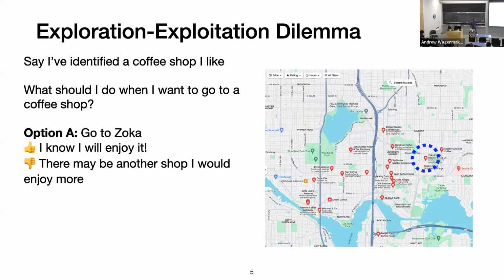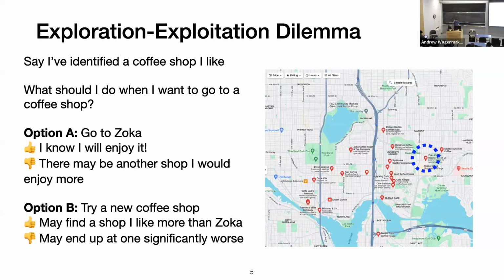But the downside is that there could actually be another shop out there that I haven't been to, which I actually would like more than Zoka. So any given time I want to go to a coffee shop, I have this choice whether to go to Zoka or to try something else. Now, if I try something else, on the upside, I might find a shop I like more than Zoka. But on the downside, I might end up at a shop that's significantly worse.